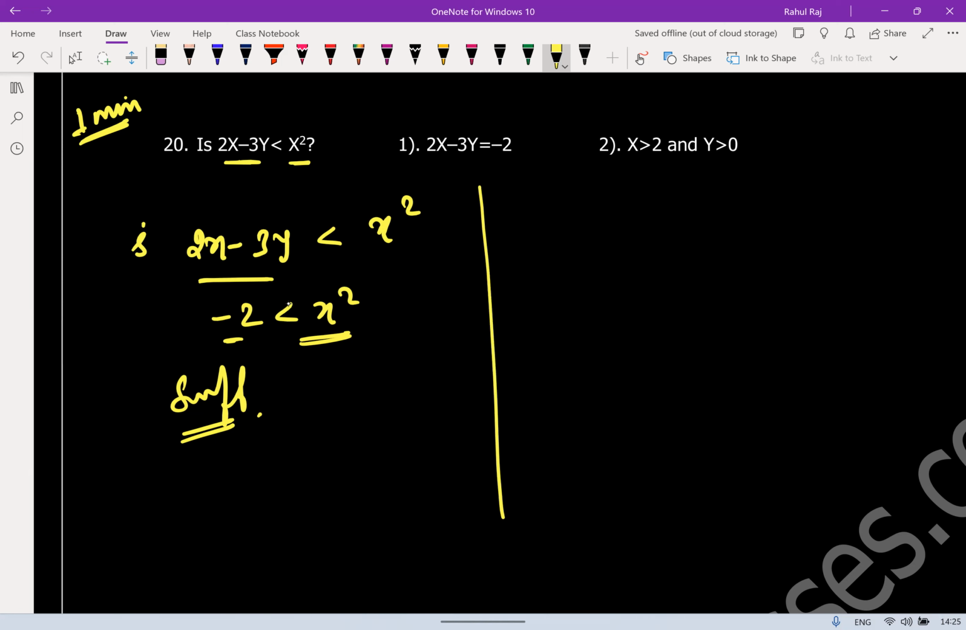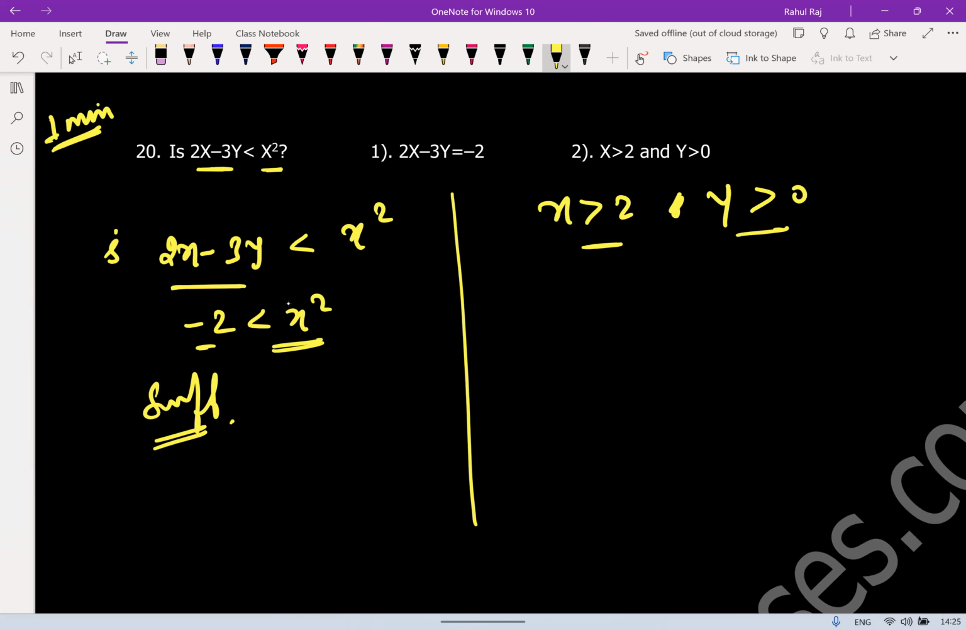Now let's come down to option number 2. X is greater than 2 and y is greater than 0. Now this is a place where whatever we have thought is 100% aligned, because until we know the value of x and y, I can't conclude whether 2x minus 3y is less than x square or not. So it says x is greater than 2. Imagine you take some values. I love taking extreme values. You can take any value. So imagine x is equal to 100 and y is equal to 1. For this value, I can surely say yes, 2x minus 3y is less than x square, that is 100 square.